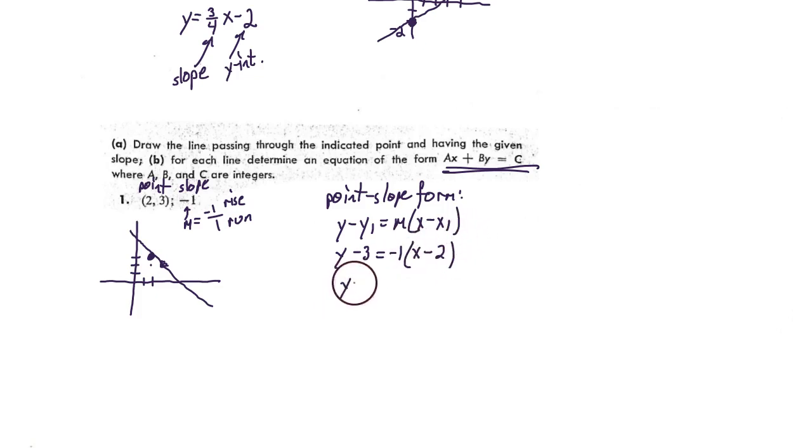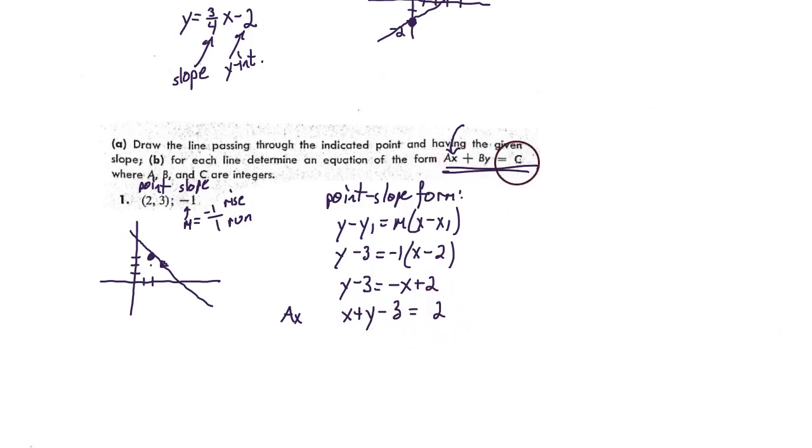Now do the distributive property. -1 times x is -x. -1 times -2 is +2. Now that we have our equation started, we can change it to this format. Notice the x term is the very first thing. So the x is not in the right spot. Let's add x to both sides. We get x plus y minus 3 is equal to the 2.